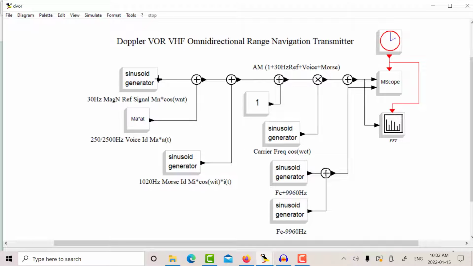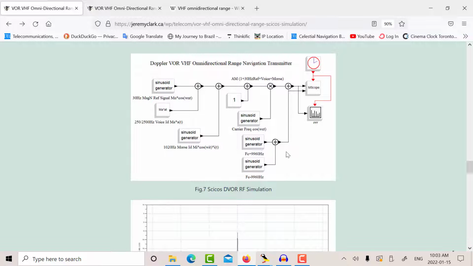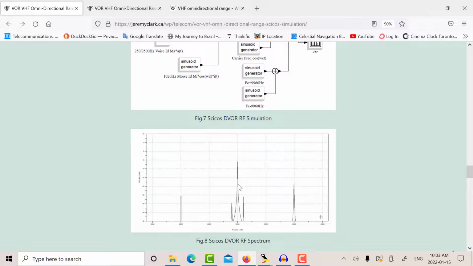Okay, so it's the same picture. We have our mag signal reference, we've got our voice, we've got our Morse ID, we add 1 to m times these, which is the modulation index, and then we AM modulate the carrier frequency, which is cosine FC. And to that, we add the upper sideband and the lower sideband. We don't AM modulate with the sidebands. We add them later on. And the FM modulation to give us the azimuth angle will be done on the plane receiver in space. So that's the RF block diagram.